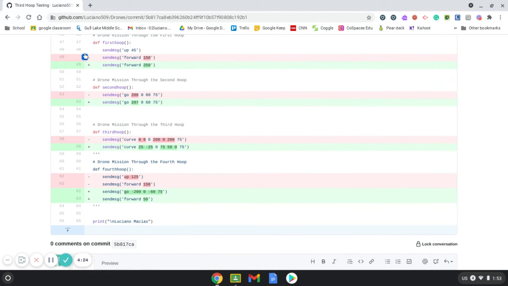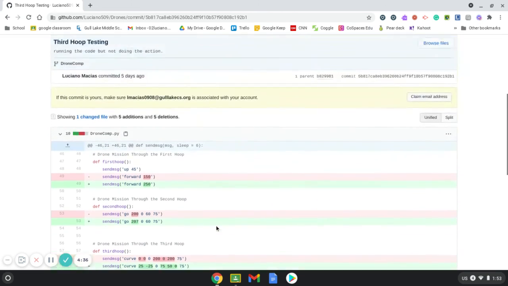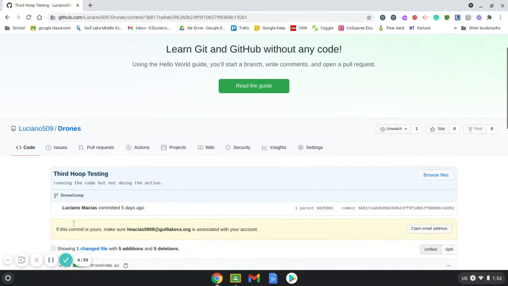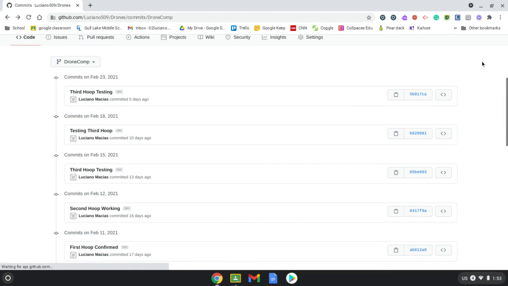And eventually, after spending a couple days on it, we couldn't get it to work, so we thought we would just try to get the fourth hoop working without getting the curve for the third hoop. But we never got to testing the fourth hoop, so we never figured out if the code for the fourth hoop worked.